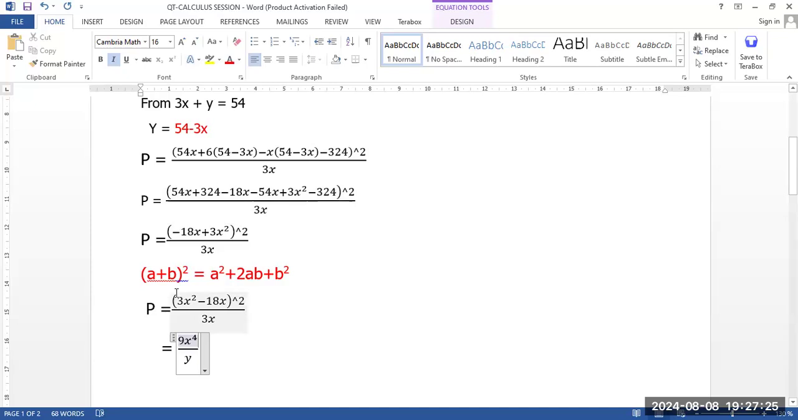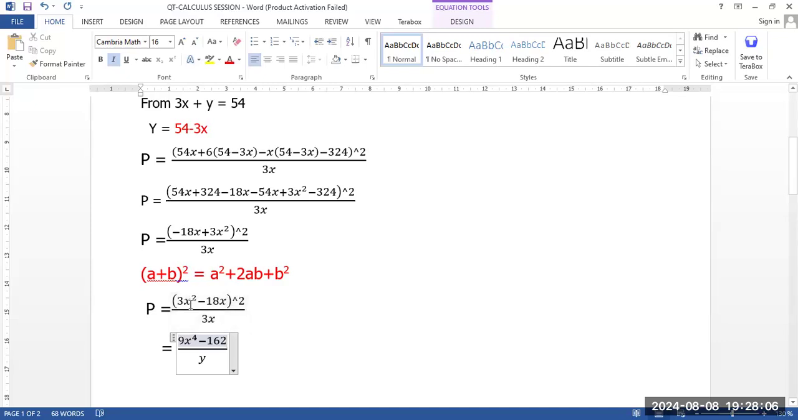Then we get our 2 times 3x squared times negative 18x. You get 2 times 3 times 18. What do you get? I have 162. Then now I focus on x times x squared times x.